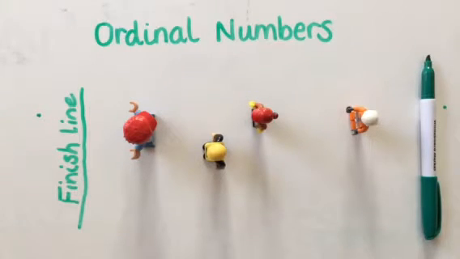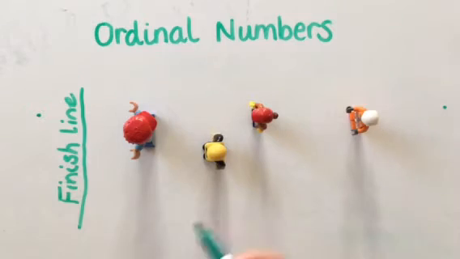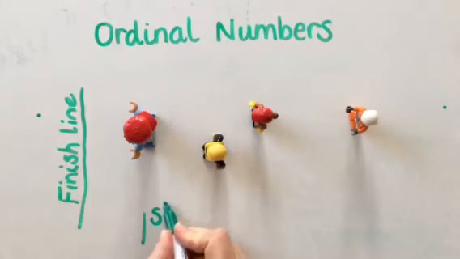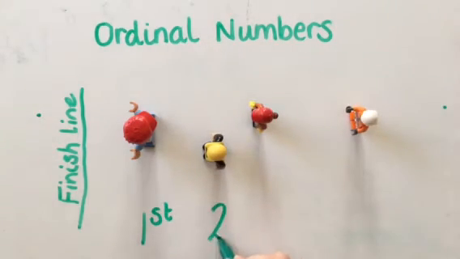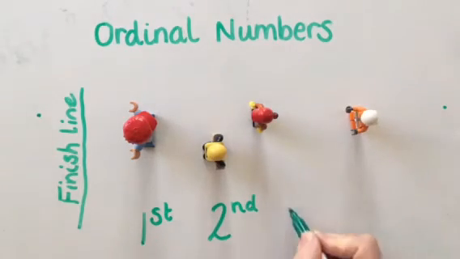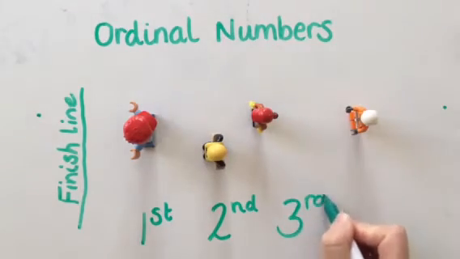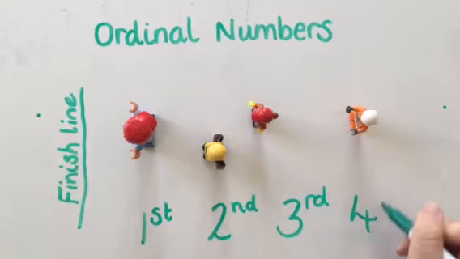They can be in first place, they could be in second place, could be in third place, or in fourth place, and so on. Okay, so we use ordinal numbers to order and position items and numbers. Okay, so let's look at the items first. So first of all, we're going to look at the position of these Lego figures.